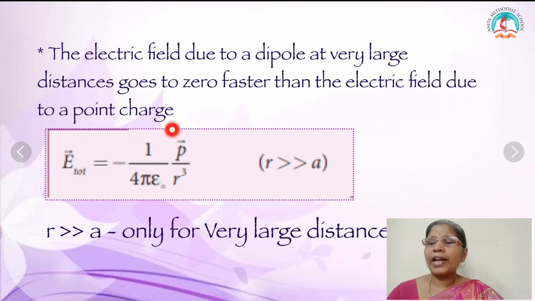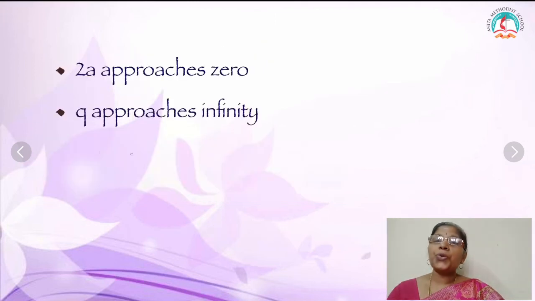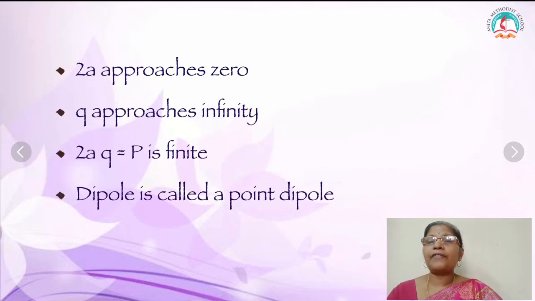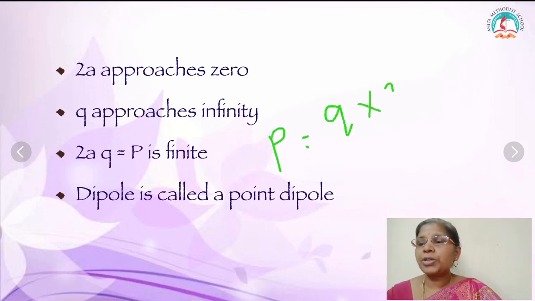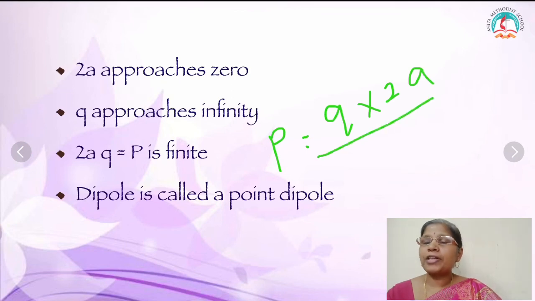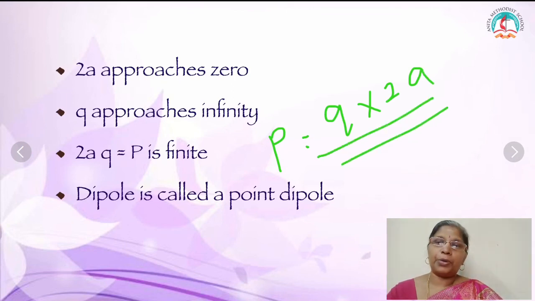Okay, so this is the value of electric field of the dipole on the equatorial line. Only because I assume R value is very large, I neglect the term A square. Okay, remember that also. Now when 2A approaches 0 and Q approaches infinity, the electric dipole moment is equal to Q multiplied by 2A. This dipole is called a point dipole.